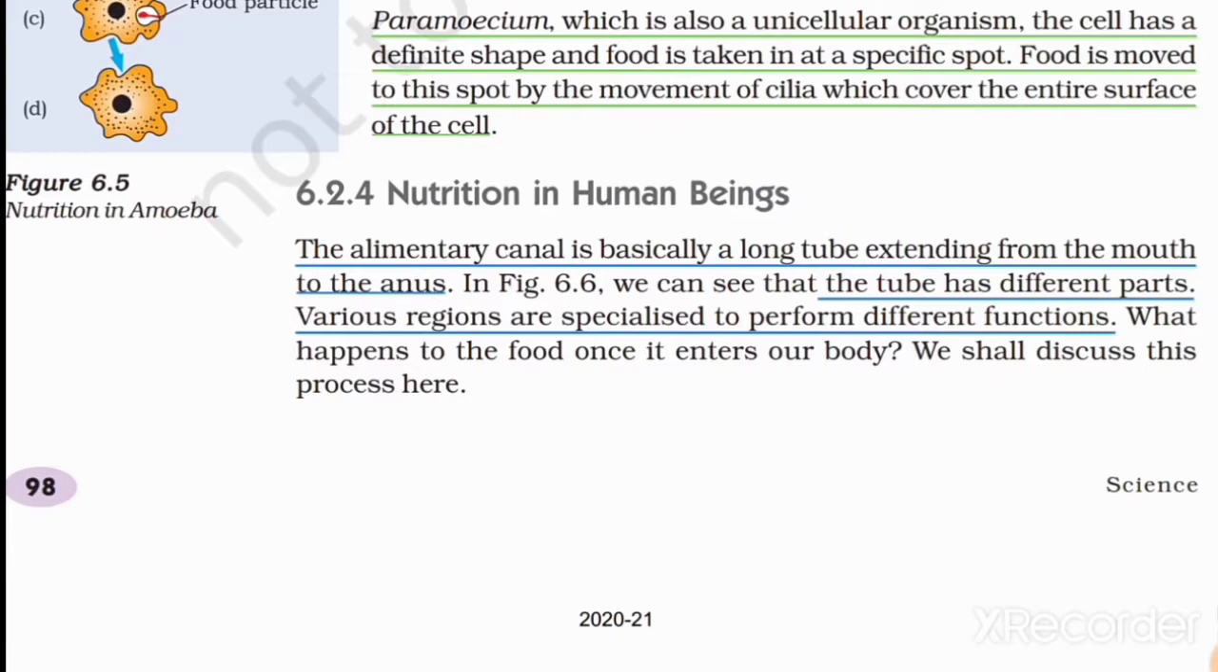Good morning, students. We are going to learn nutrition in human beings. It consists of the alimentary canal, which is basically a long tube extending from the mouth to the anus. This tube has different parts. Various regions are specialized to perform different functions. It consists of various parts like the mouth, stomach, small intestine, and large intestine, etc.